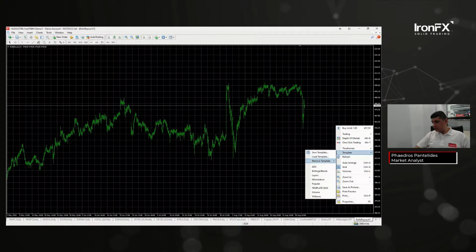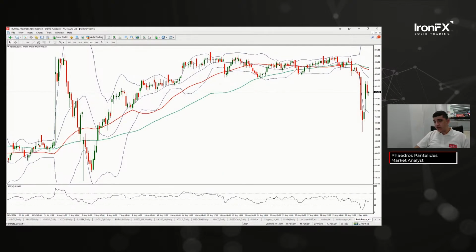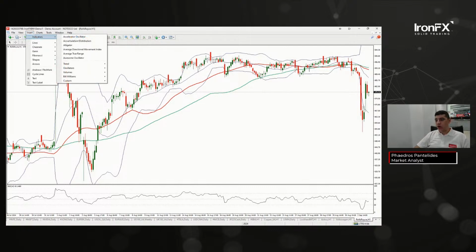So Rolls Royce, let's add our template. So in our template, we have the moving averages, 100 and 200 moving average. We also have the Bollinger Bands, which are on a time period of 20. We also have the RSI indicator. I will be adding today also the on balance volume for Rolls Royce and for Volkswagen.